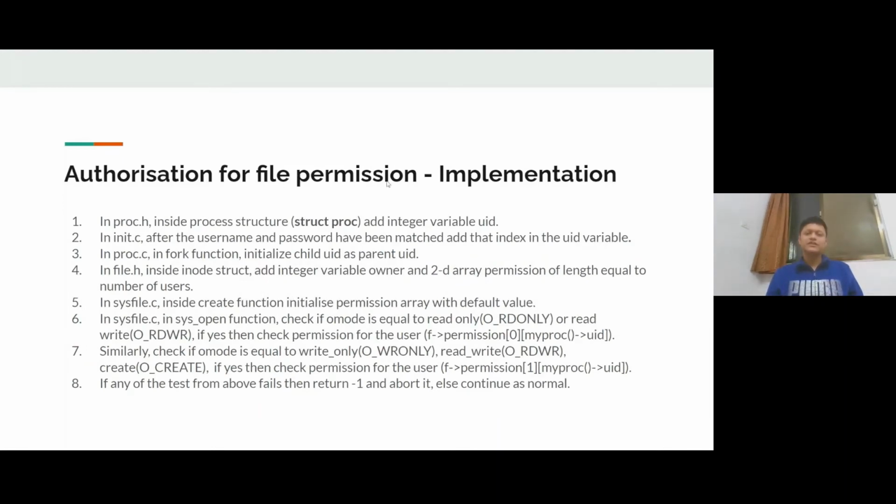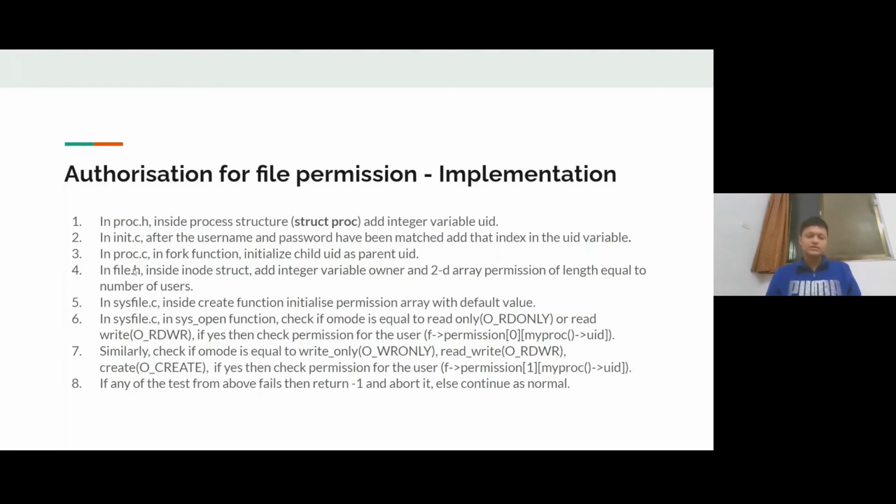Authorization for file permission implementation. In proc.h, inside the process structure, struct proc, add an integer variable UID. This integer variable UID will store the owner of the process, and for storing that, in init.c, after the username and password have been matched, add that index in the UID variable. That is, this UID variable will be initiated with the index at which this password and username have been matched in the global array. Now in proc.c, in the fork function, initialize child UID as parent UID. In this way, all the processes have their owner.